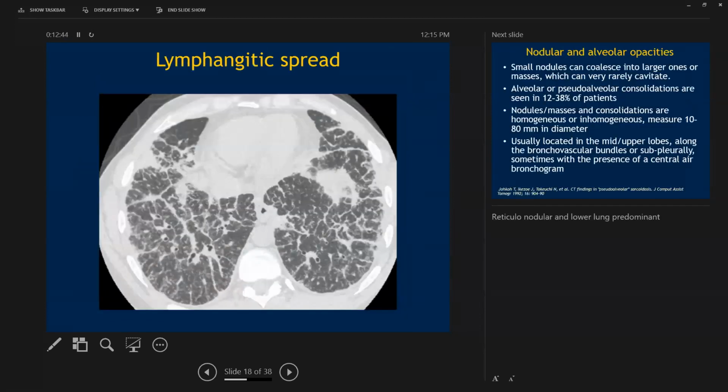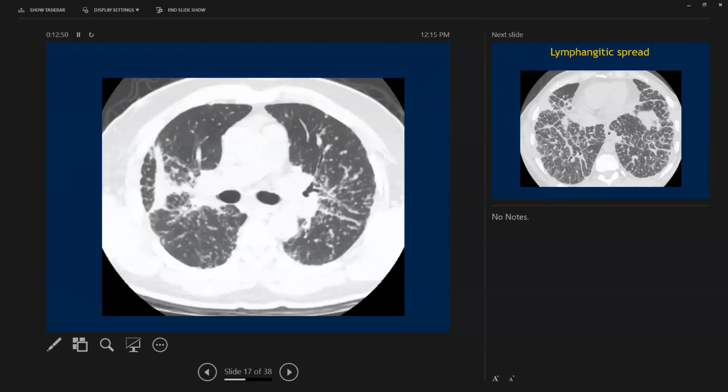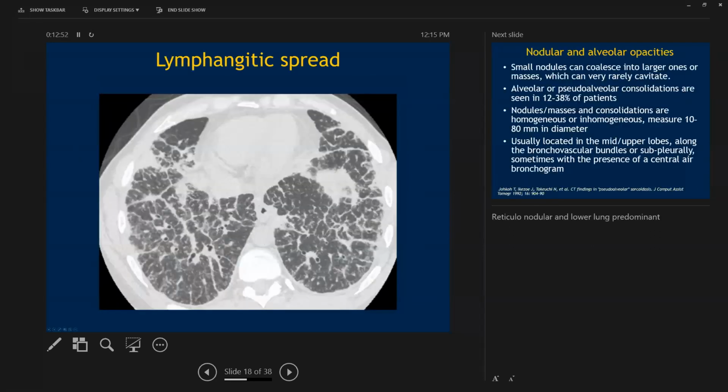Now, this is somebody with lymphangitic spread of tumor. How would I differentiate the two? So for a start, I'm seeing a lot more lines than just nodules. Secondly, it's bilateral, it's symmetrical, and this is in the lower lobes. Sarcoid doesn't frequently affect the lower lobes. Having said that, never say never. There's always going to be an exception, and also I'm looking for other signs.